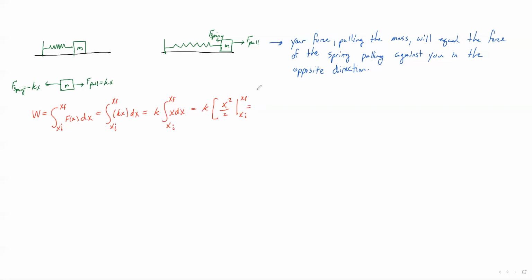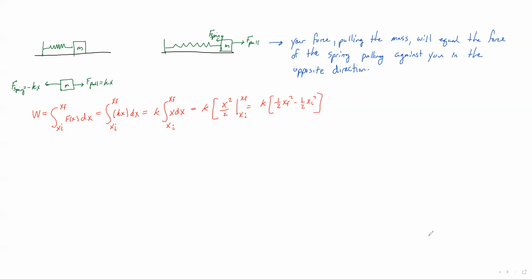And that's going to be k times 1/2 xf squared minus 1/2 xi squared.